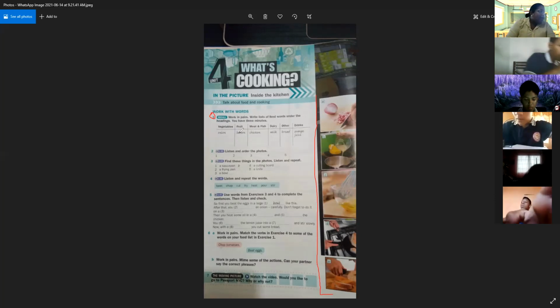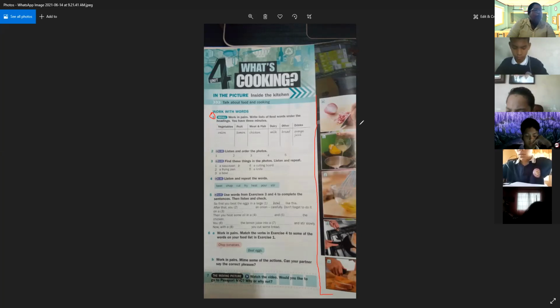the book has divided the food into the correct kind of food. We have vegetables, fruit, meat and fish, dairy, other, and drinks. ¿Ok? Aquí en la parte 1 tenemos un cuadro donde ya aparece dividido los alimentos que aparecen aquí en el lado derecho, ya aparece dividido en el cuadro. We have page 42.